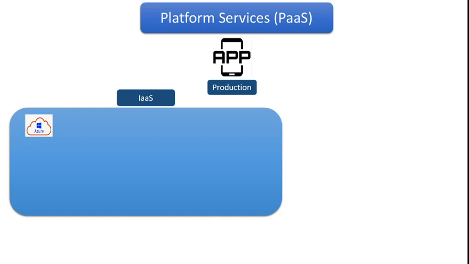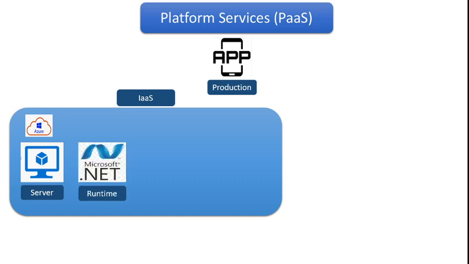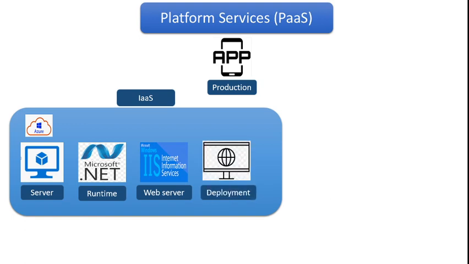So what are the steps that are involved? First I need to create a server. Then I need to install all the required software on that, maybe a runtime, maybe a web server, and then I need to deploy those. So all these things I need to take care of. I need to create a server, I need to create a runtime, I need to install the web server and deploy all those things. So that is in case of infrastructure as a service.